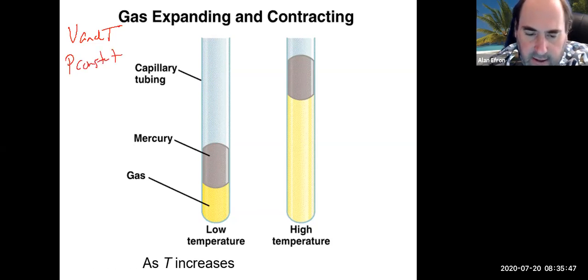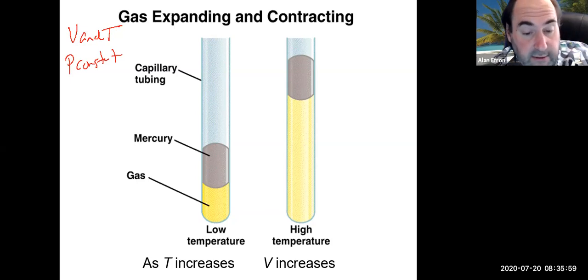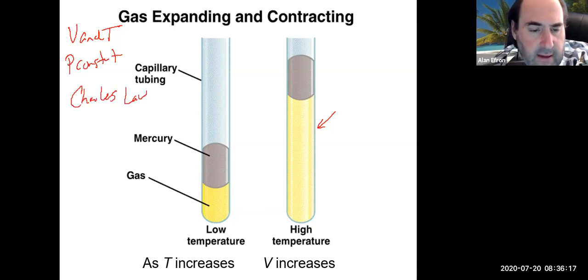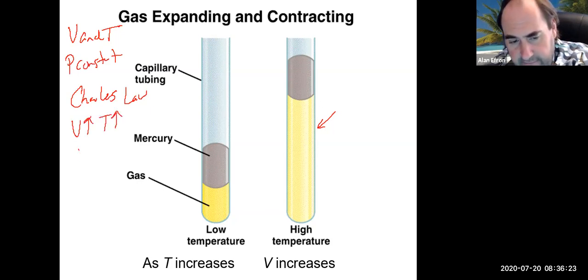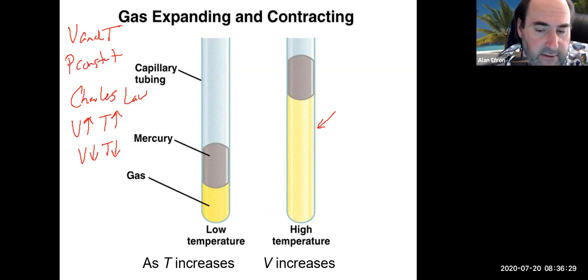And what we see is at low temperatures, as the temperature increases, we do get the volume increasing as well. So at a low temperature, we have this much in terms of volume. When we increase the temperature, you can see the gas has really spread out here in the tube. So the relationship here, which is really Charles' law, as we will see, is basically as the volume goes up, so does the temperature, and vice versa, the opposite trend. As one goes down, the other goes down.